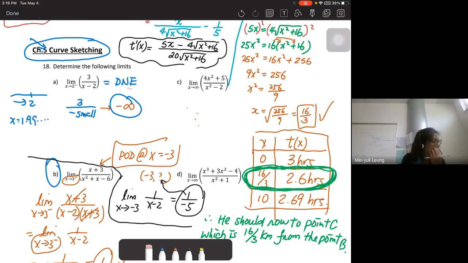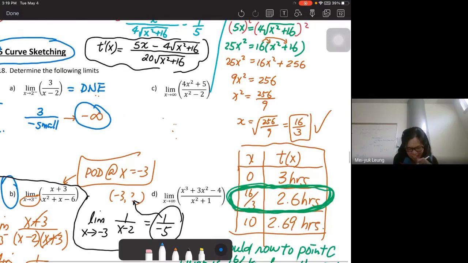Okay, how about Hunter? Hunter? So I'm writing it on a piece of paper and I have not finished writing it. Okay. It must be tough for you writing down the limit. Okay, so what do you see?